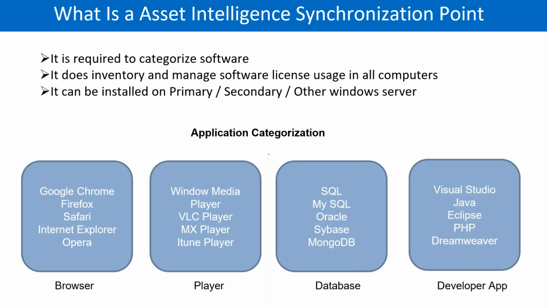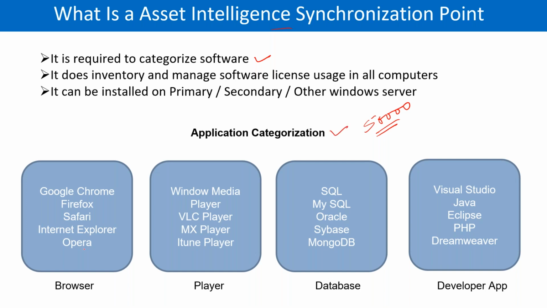Then we have the asset intelligence synchronization point. Its purpose is to categorize software. Suppose you don't know the category of the software; there are thousands and thousands of software installed on your computers. Let's say you got the list of installed software, like 50,000 installed software in your company, and you need to know the category of those software. Which software falls under which category? So how will you categorize the software?